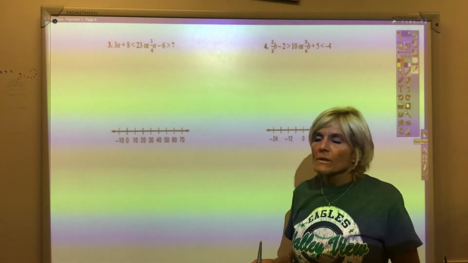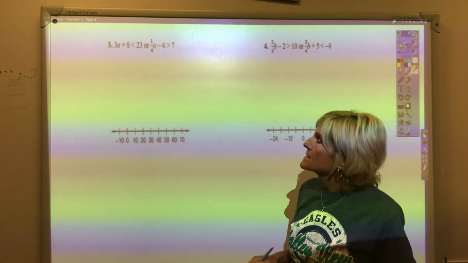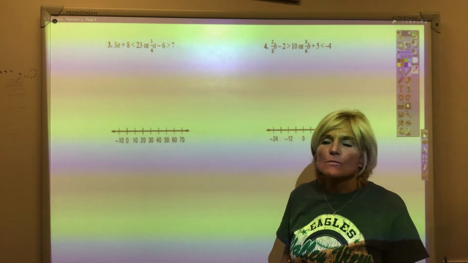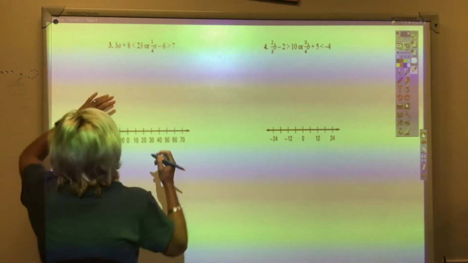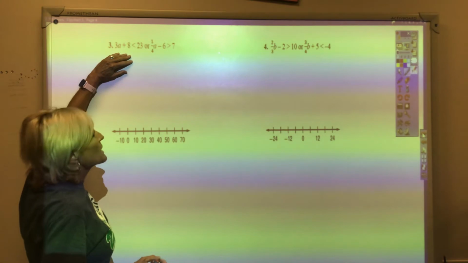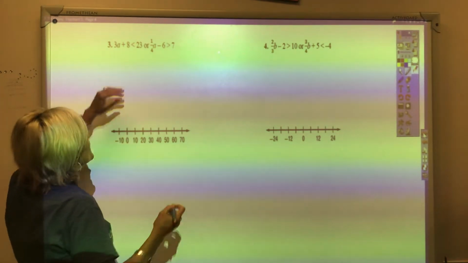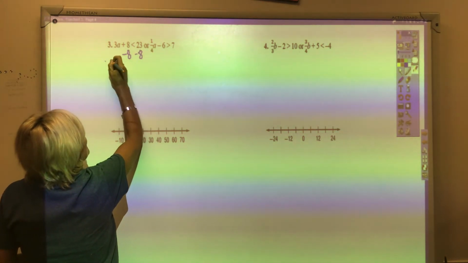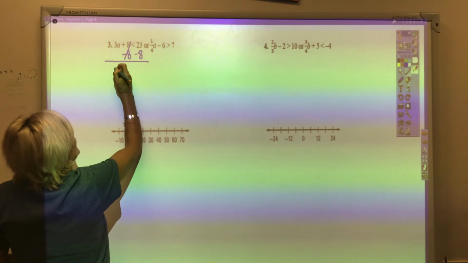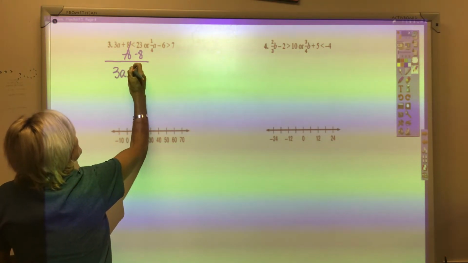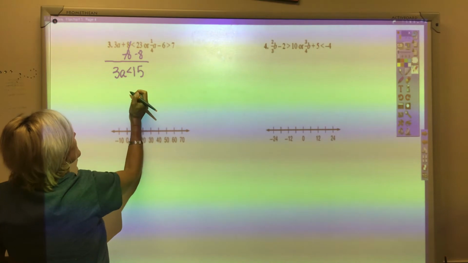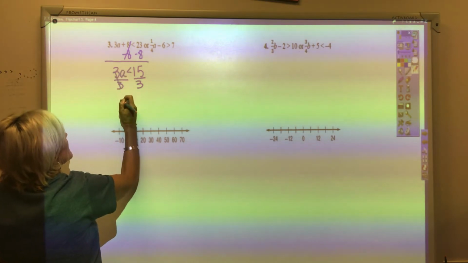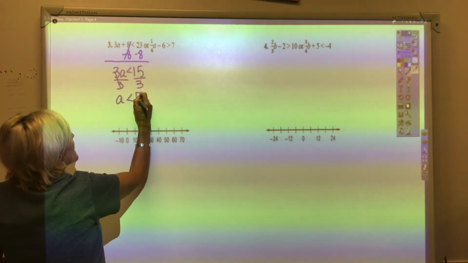Now let's try a couple of "or" compound inequalities. So this time I am working two separate, we'll not call them equations, but two separate inequalities. The first one I'm going to take is 3a plus 8 is less than 23. And I'm going to subtract 8 from both sides of the inequality. And I will have that 3a is less than 15. I'm going to divide by 3. A will be less than 5.